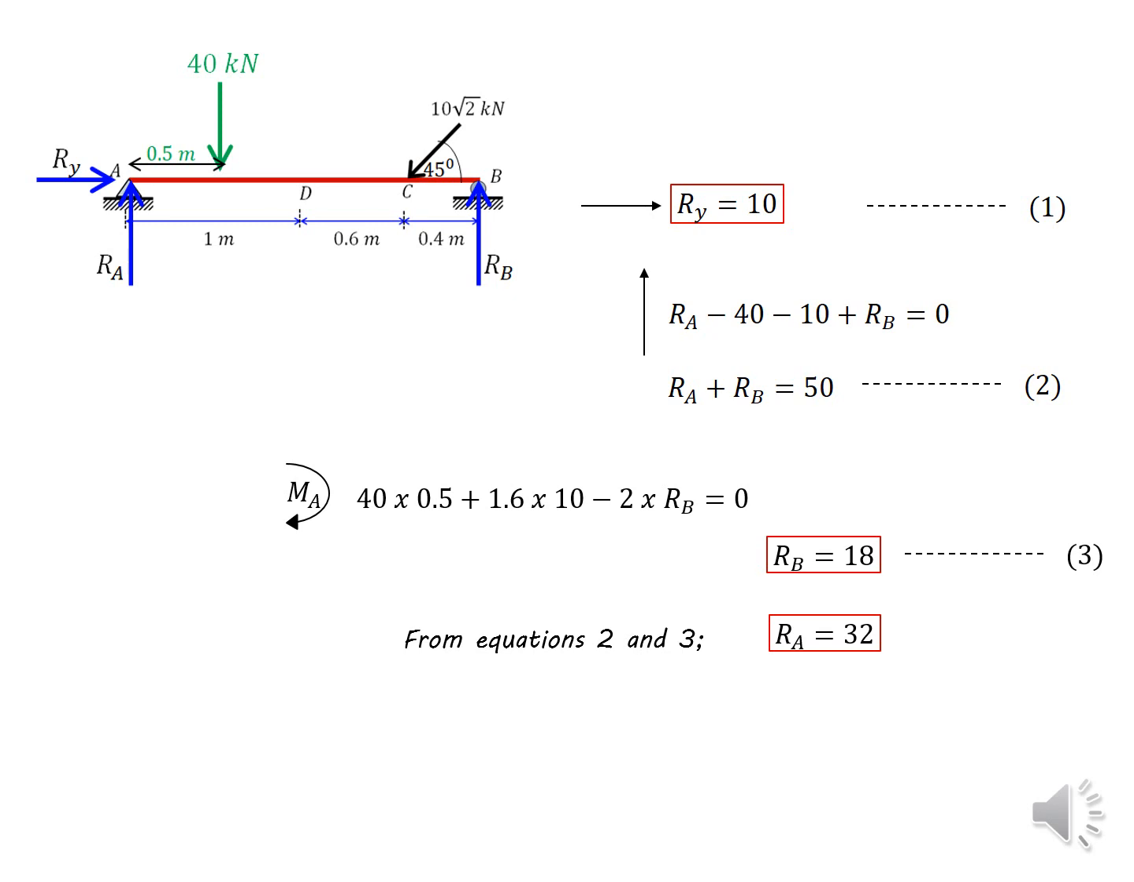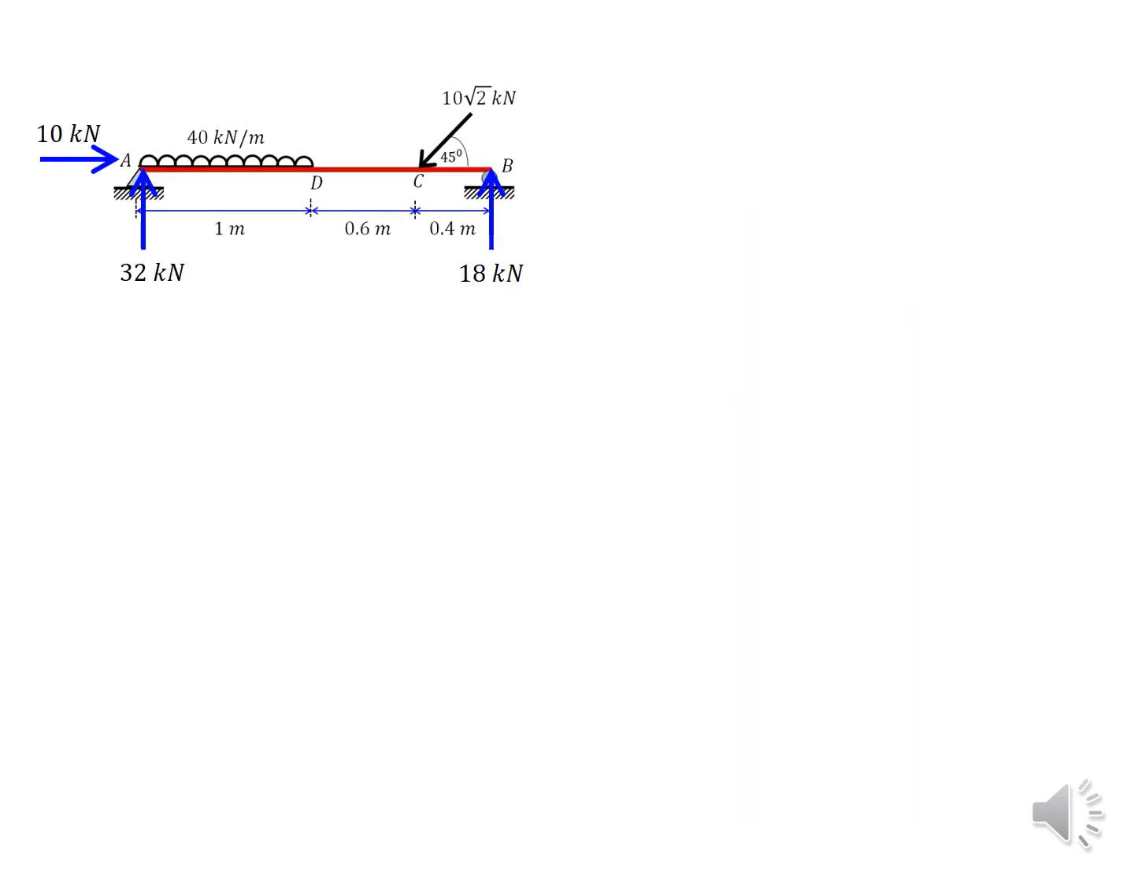Now using equations 2 and 3, you can find the value for RA. RA is 32 kilonewtons. Once we calculate the reaction forces, now we can start developing the bending moment, shear force and axial force diagrams. As you know, each diagram represents its respective internal force variation along its length. For example, the bending moment diagram represents the bending moment variation of the beam along its length. So if we can derive some equations to calculate the respective internal force with respect to the length, we'll be able to develop each of these diagrams.